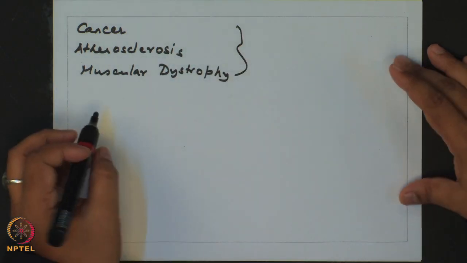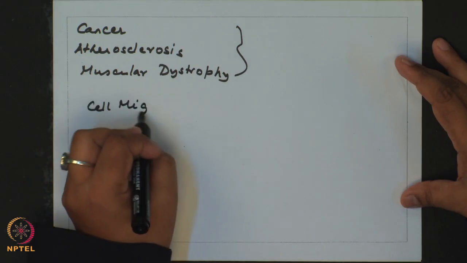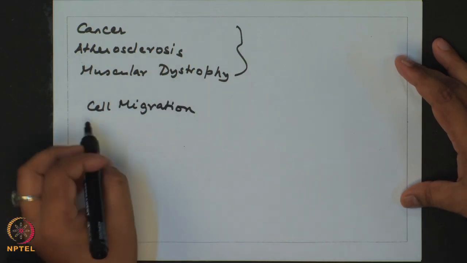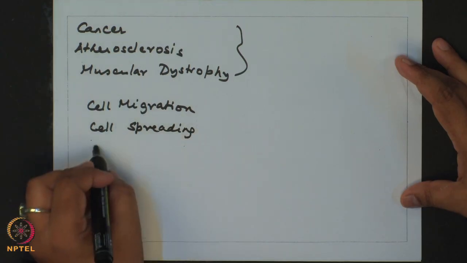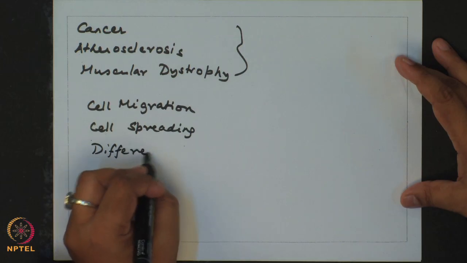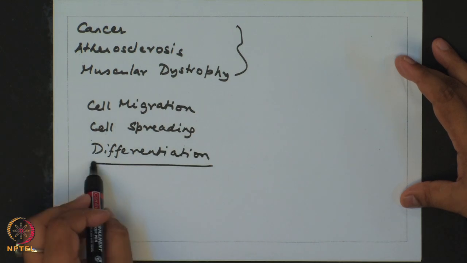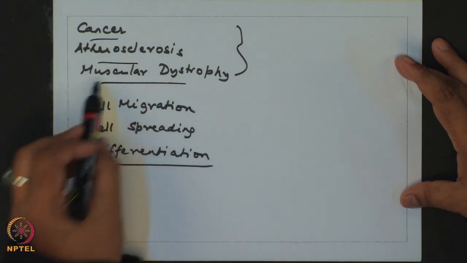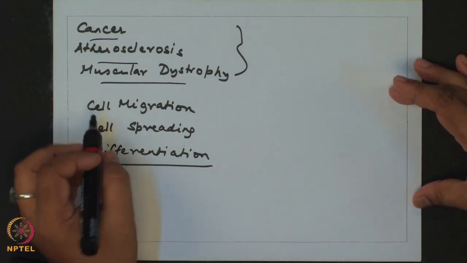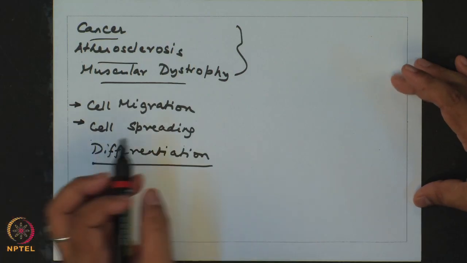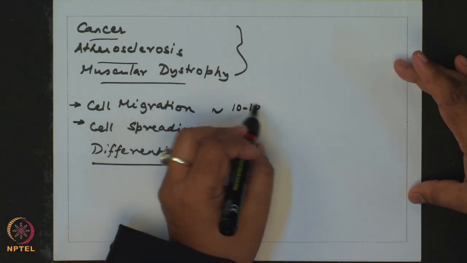Apart from these diseases, we also discussed some basic cellular processes like cell migration, cell spreading and differentiation. So, processes like differentiation or any of these diseases take much longer time to manifest, while cell migration and cell spreading are on the order of, say, a cell speed of 10 to 100 microns per hour.